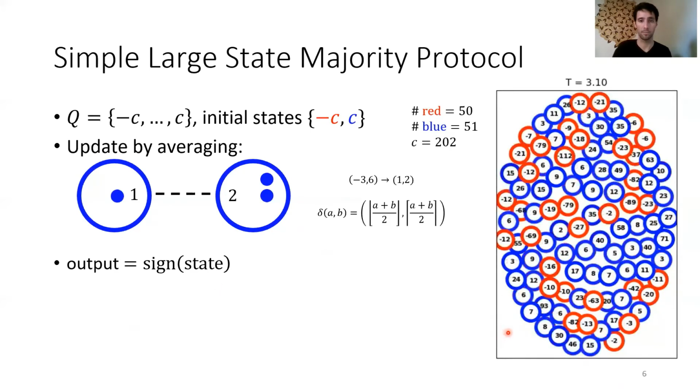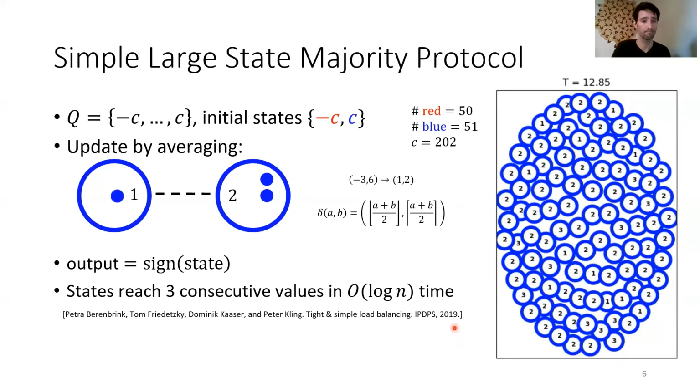Here we can see a simulation of what this update rule will do. Relatively quickly, it converges to every agent being blue. So they've all decided that blue is the majority, which is correct. It can be proven that the states will always reach 3 consecutive values in log n time. In this case, they're all the values 1, 2, 3. And thus, if we set the constant c large enough, we'll get an exact majority algorithm that takes log n time.